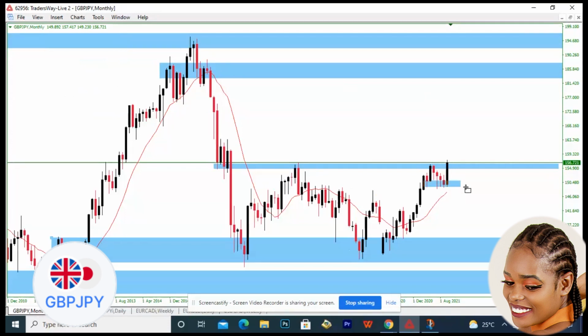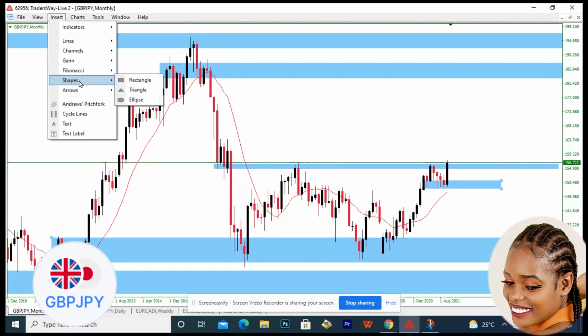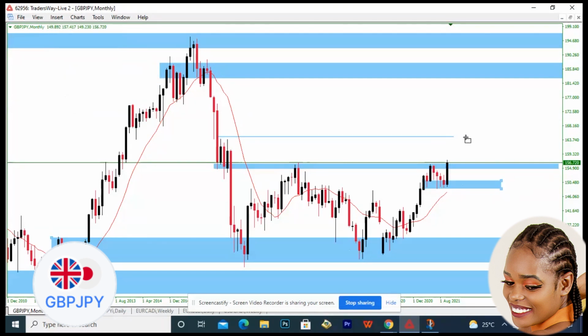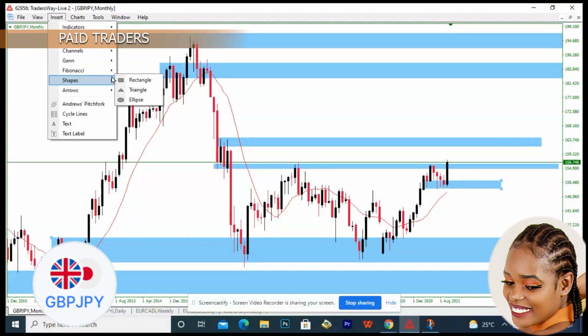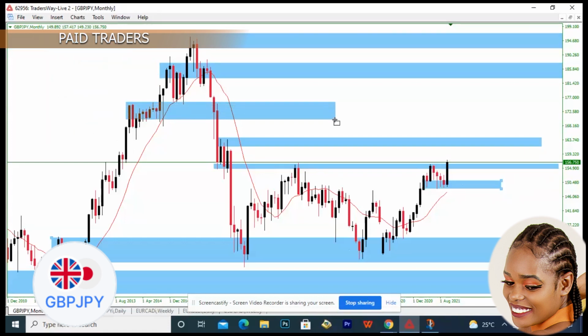After drawing these zones like this, you try to go to the lower time frames now and start adjusting, because candlesticks do behave weird. You know what I'm saying? So right there, I have another zone. The zone above price action is supply. The zone below price action is demand.